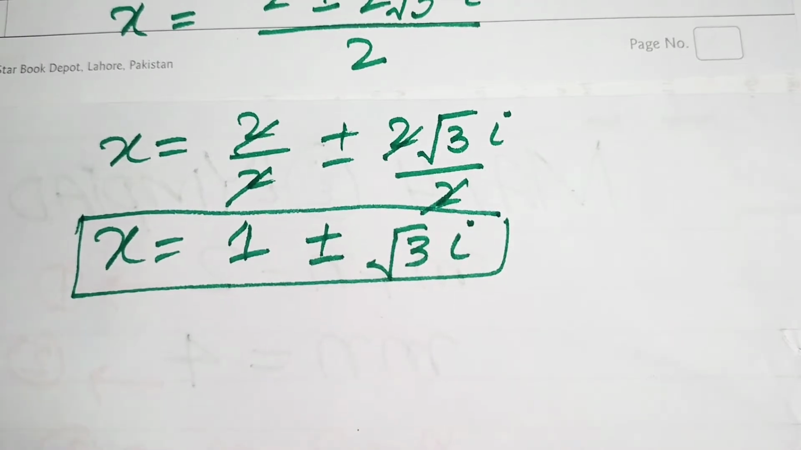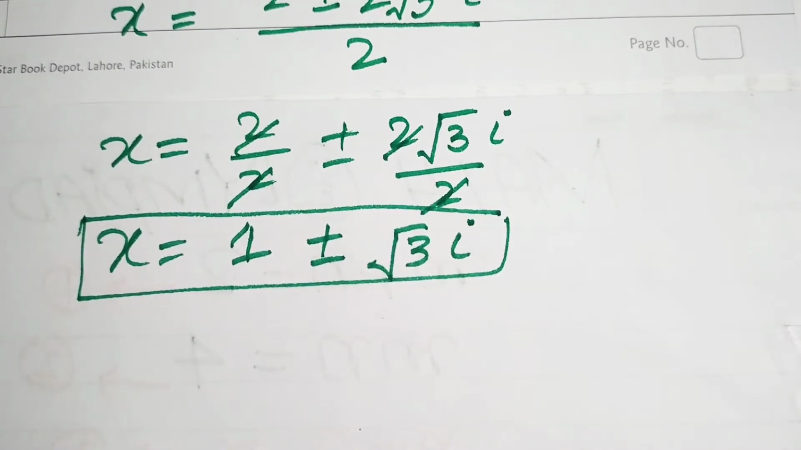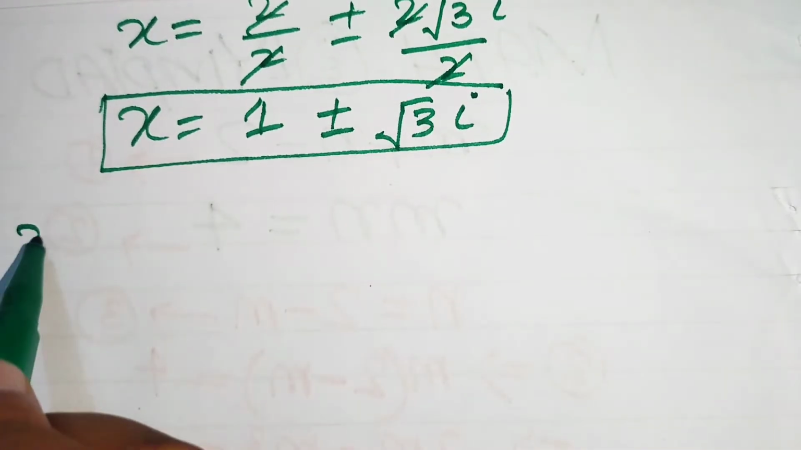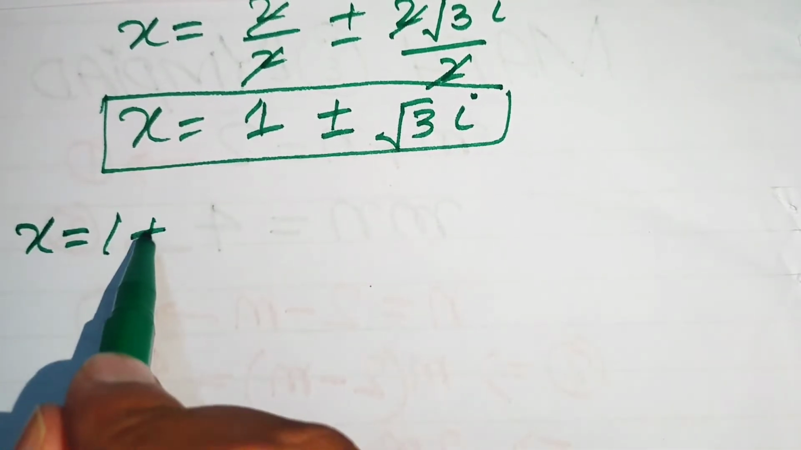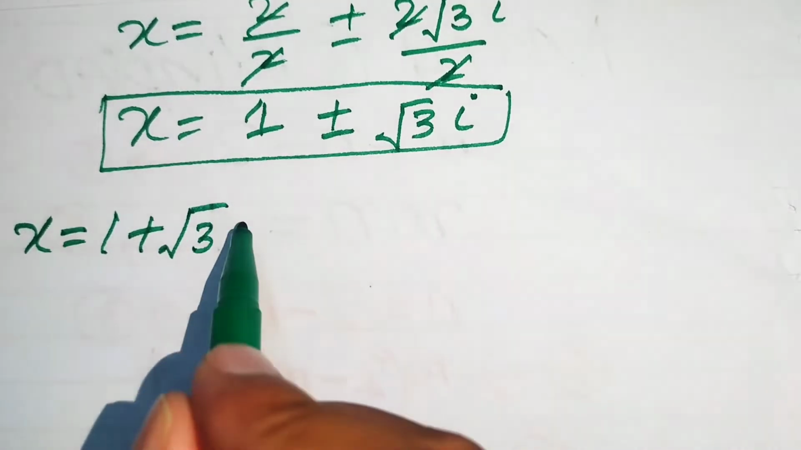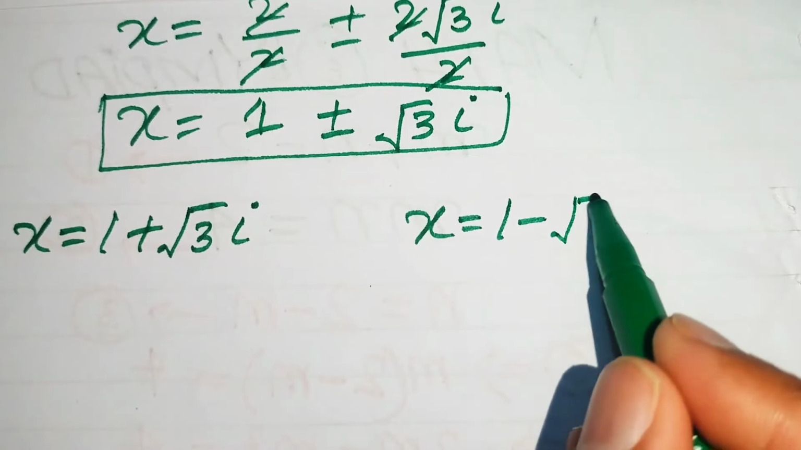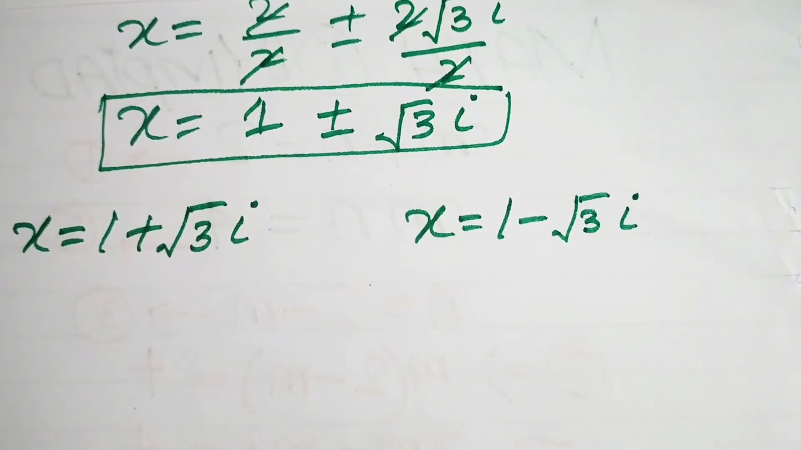So now it's time to find the values of y. Here we first break these two values, and we write the positive value, which is 1 plus square root of 3 iota, and the negative value, which is 1 minus square root of 3 iota.